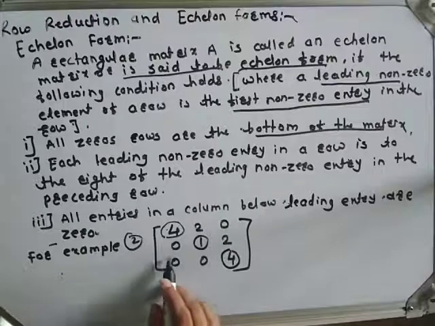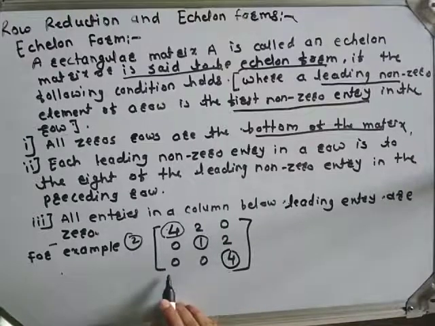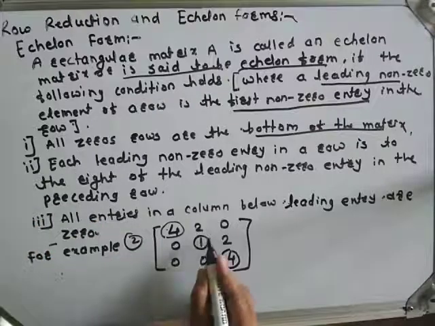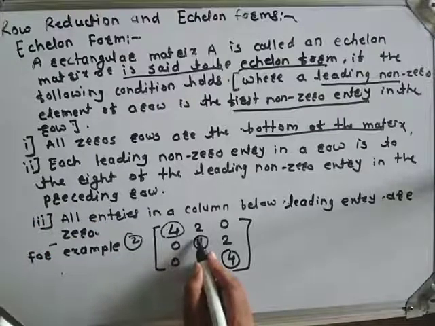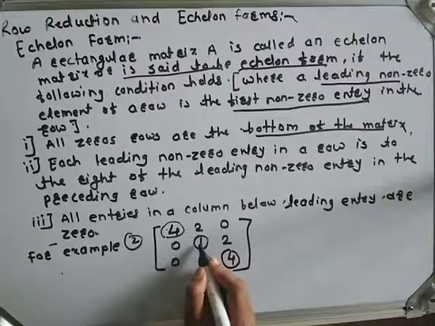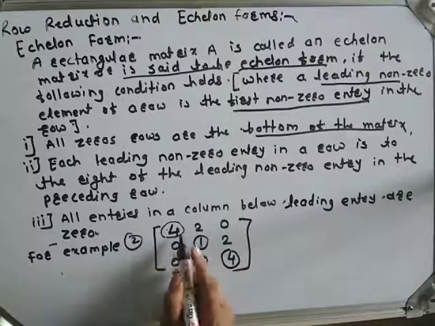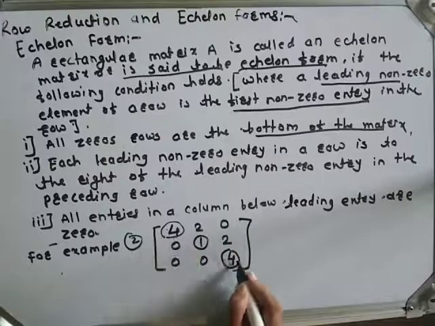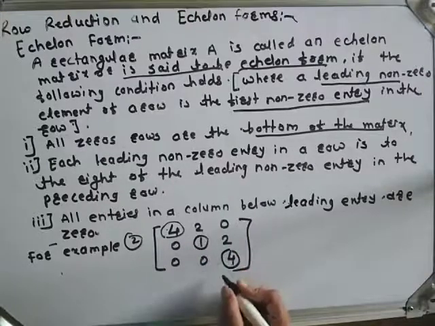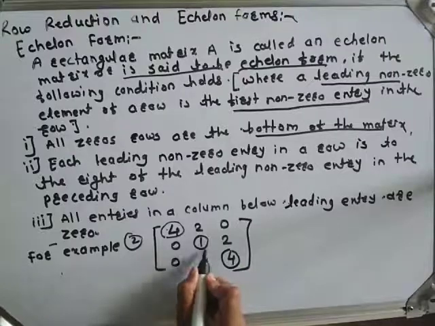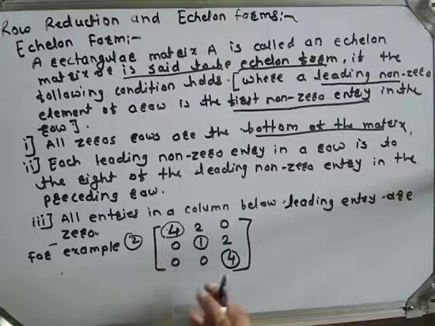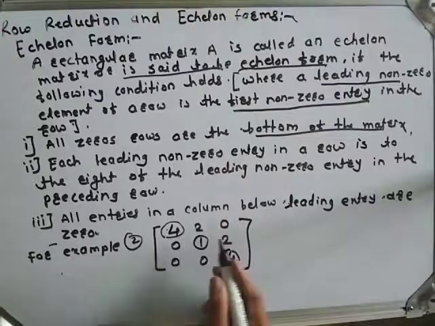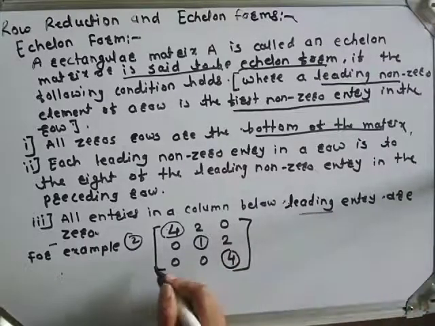Observe here, there are no zero rows. Second, what is the second condition? See here, the leading entry of the second row is to the right of the leading entry in the first row. Again, the leading entry in the third row is to the right of the leading entry in the preceding row. And all entries in a column below a leading entry are 0.